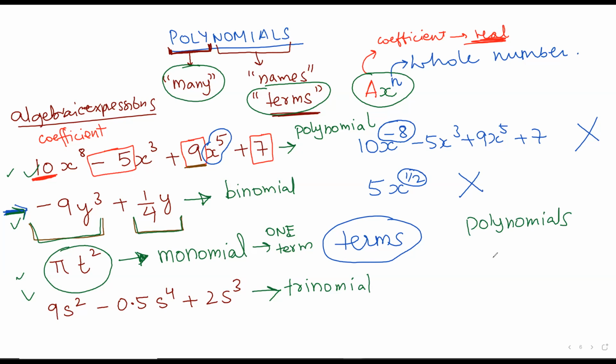So a monomial is also a polynomial. A binomial is also a polynomial, and a trinomial is also a polynomial. You can't say that, oh, it's a trinomial, so it is not a polynomial. No. Just like, if I show you a cat, and if I ask you, is it an animal? You will say, yes, it is an animal. Although it is a cat, it is also an animal, right? So similarly, every monomial, binomial, trinomial, they are also types of polynomials.